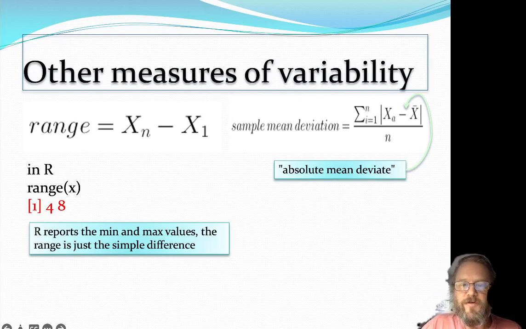Another measure of variability is the absolute mean deviate. Take your individual observations, subtract off the sample mean, but then take the absolute value of that, repeat that over and over again, then divide it by n. So clearly this is a way of giving you a positive number, and the larger the number, of course, the greater the variability.